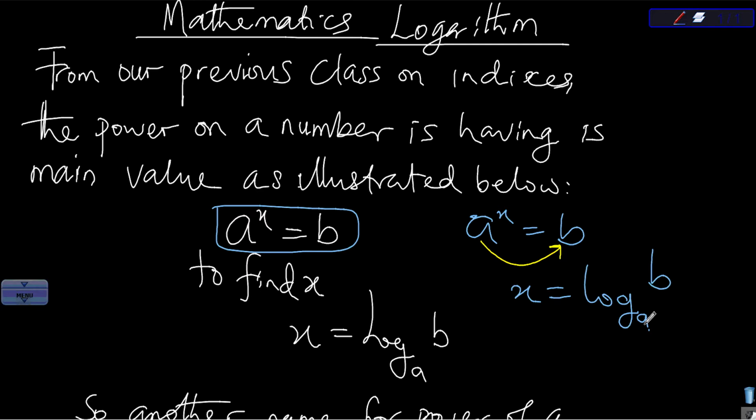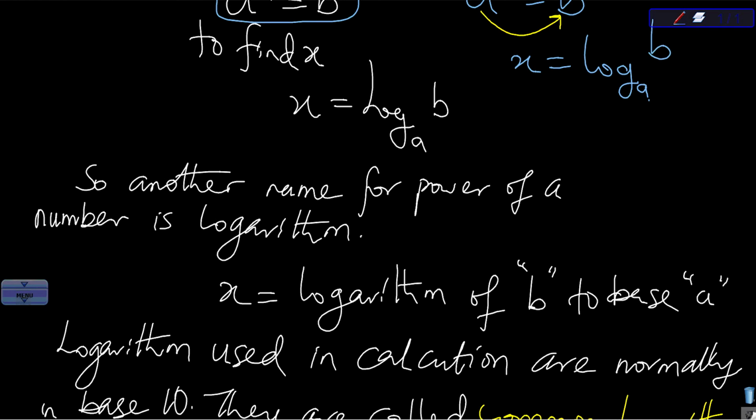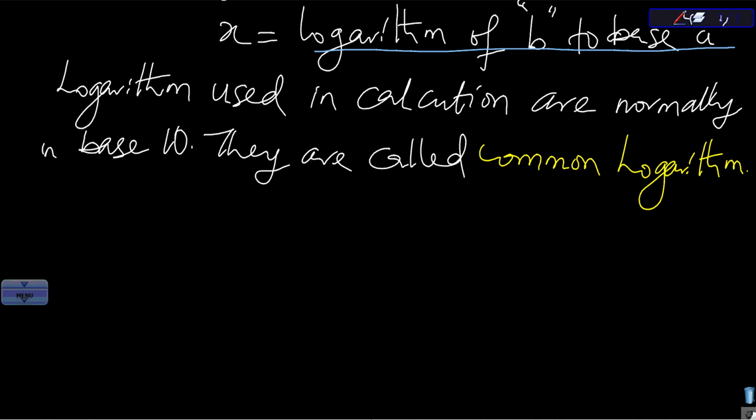So x is called the logarithm. x is that logarithm that we are referring to. So x is the log. So another name for the power of a number is logarithm. x equals the logarithm of b to base a.